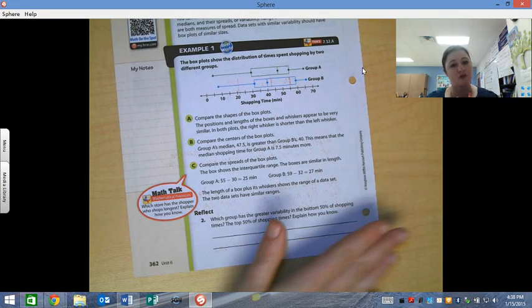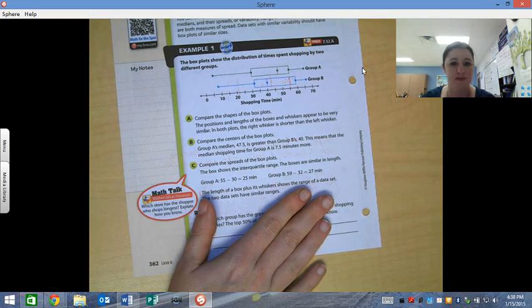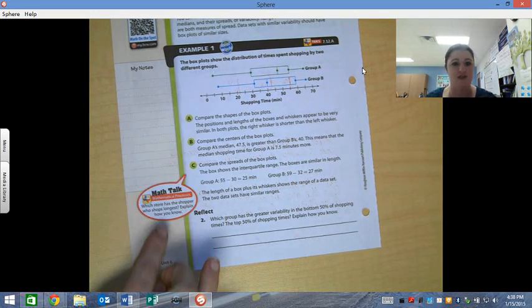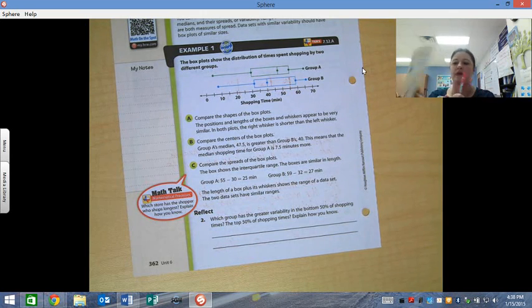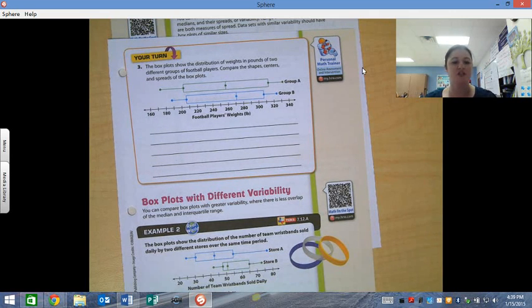If you need to refer back to example number 1, go for it. That's why you have this work. That's why you have a section here to make notes on anything that you need. So, pause your video, compare your shapes, centers, and spreads, and whenever you come back, we'll continue on with example 2.